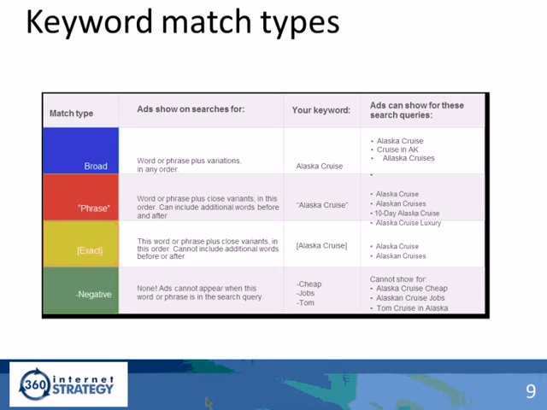The third one is exact terms, and that's where you are really saying just Alaska cruise. So it's that word or phrase with close variations, but you can't have anything before or after. So if somebody did a search on best Alaska cruise in July, it wouldn't trigger your ad because you have those extra terms in there.